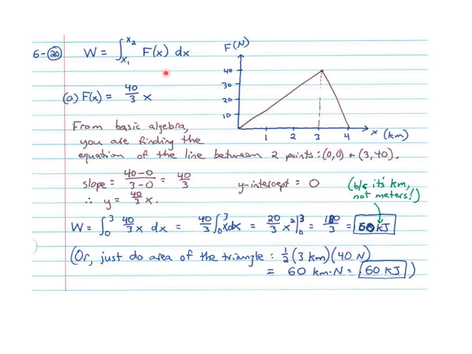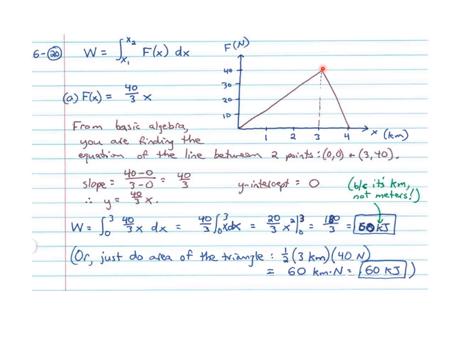Now we have the equation for a changing force: the work is the integral of F dx, and we need to know what that function F as a function of x is. Here I've just given it to you, but let's see how I got that. You can see what I've written in the purple, from basic algebra. You're finding the equation of the line between 2 points, going from 0, 0 to 3, 40. And for part A, we're just interested in between those 2 points.